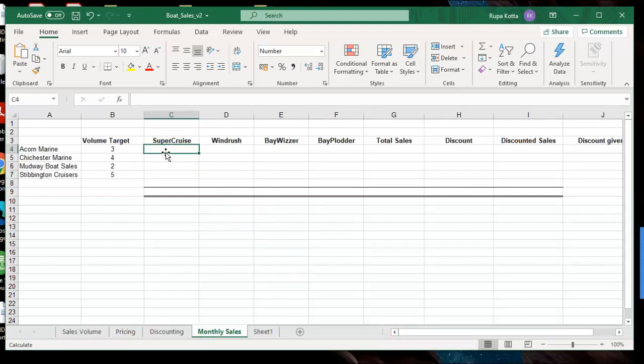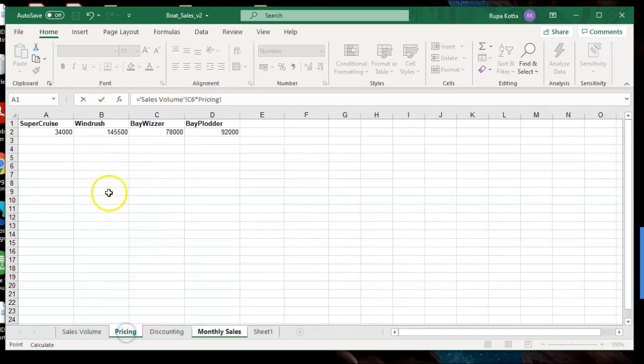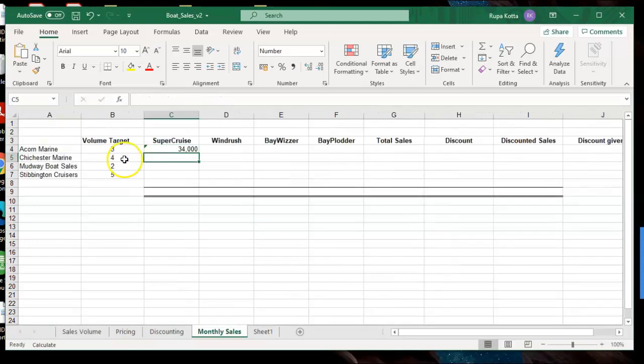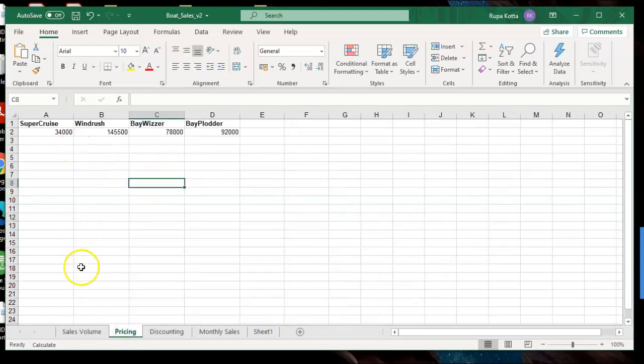C4 is Acorn Marine. So we need to see how many products we sold, and multiply it with the selling price of each product. So equals how many products are sold, which is under here: Sales Volume C6, then the multiplication operator, multiplied by the price in the Pricing sheet A2. Press enter and you can see that it has calculated 34,000. Sales Volume C6, the number of items sold, multiplied by the price.